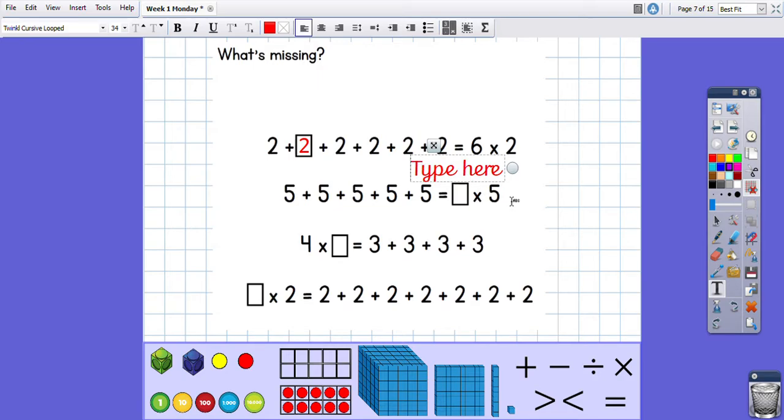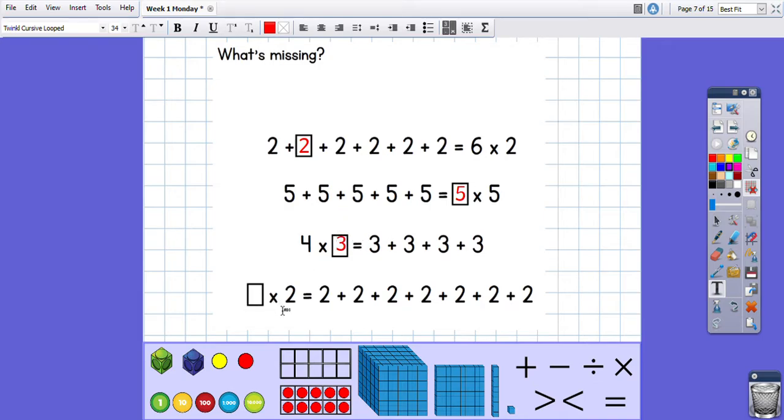I want you to have a go at the next ones for me and then come back and check your answers. So here we've got 5 add 5 add 5 add 5 add 5. So that's 5 lots of 5. So it's going to be a 5, 5 times 5. This one is the other way round. We've got 4 lots of 3. I've already got my 4, so I just need to pop a 3 in there.